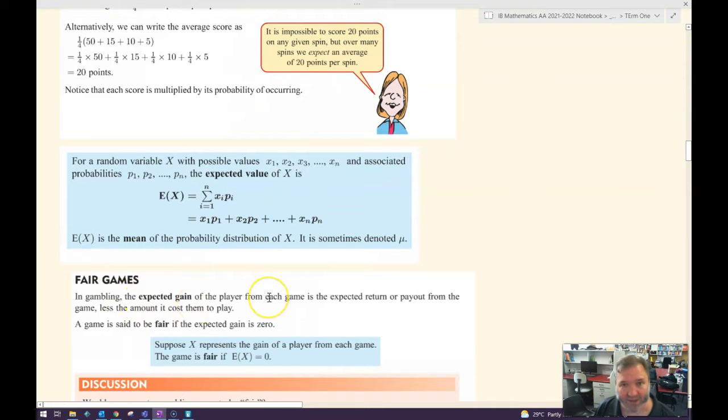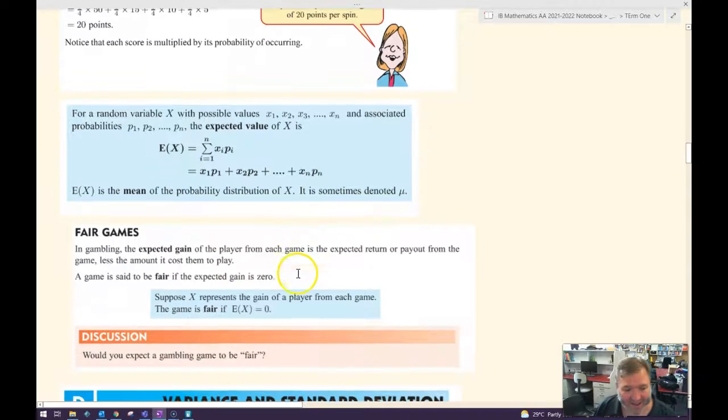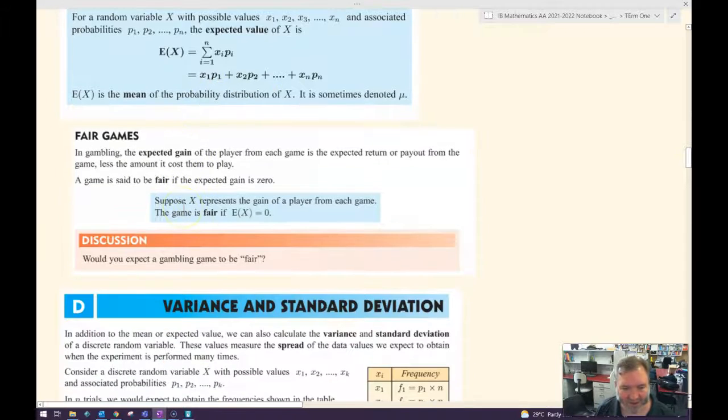Finally, fair games. The expected gain for a player or for the person running the game should be 0 for it to be fair. There's a little discussion point there. Would you expect a gambling game to be fair? They're not going to be fair, are they? The thrill of gambling is getting a win against the odds, so that's what people rely on. But the people running the games have to make sure they don't go bust, so they make sure the long-term average of those games is going to be stacked in their favour. That's what's going on there.